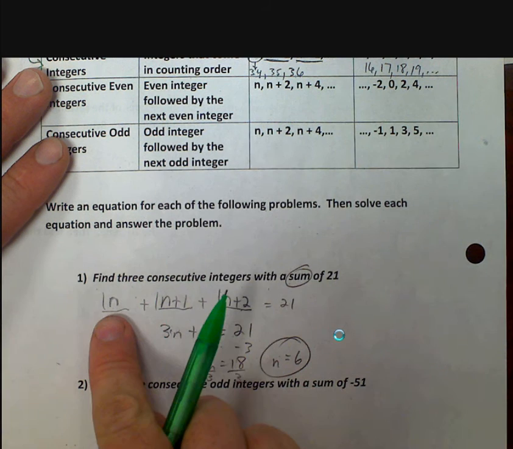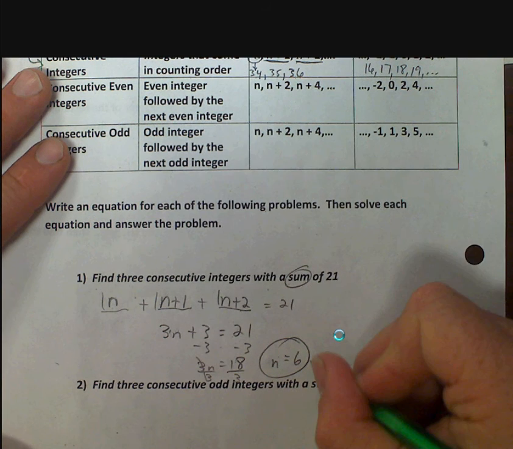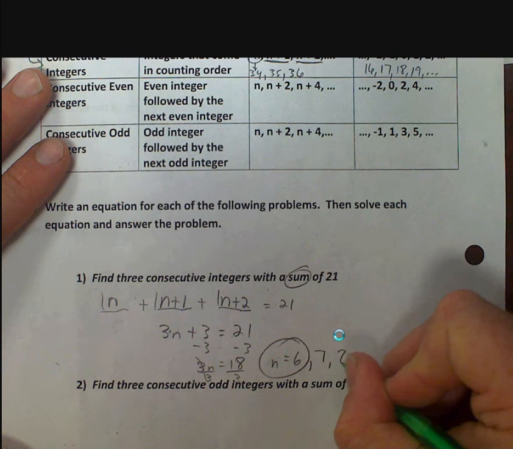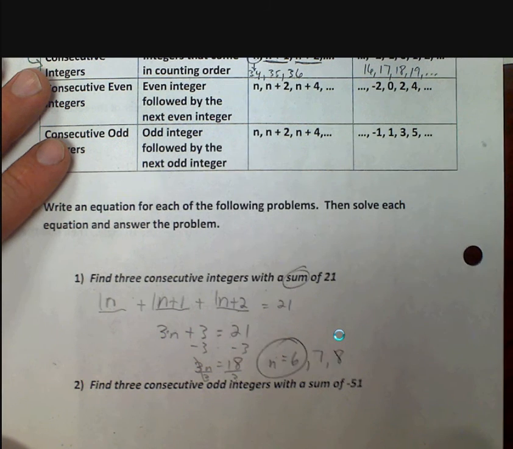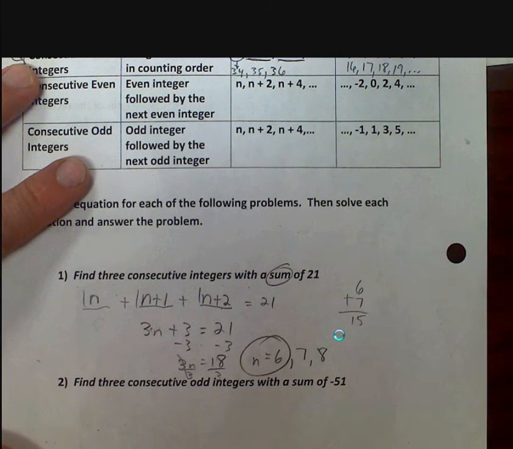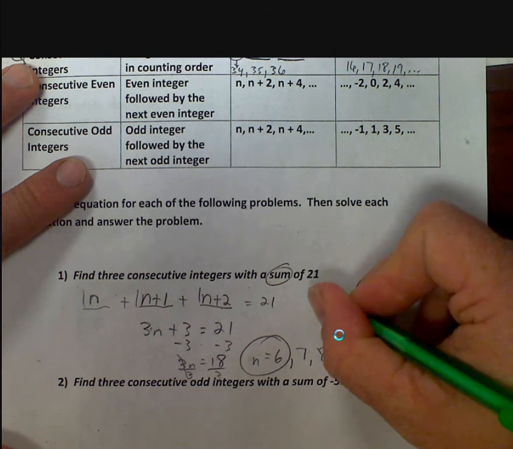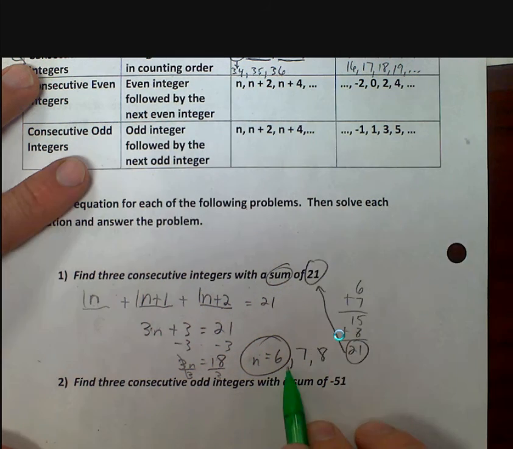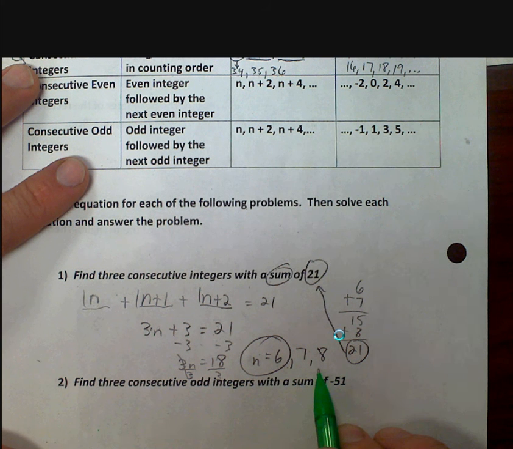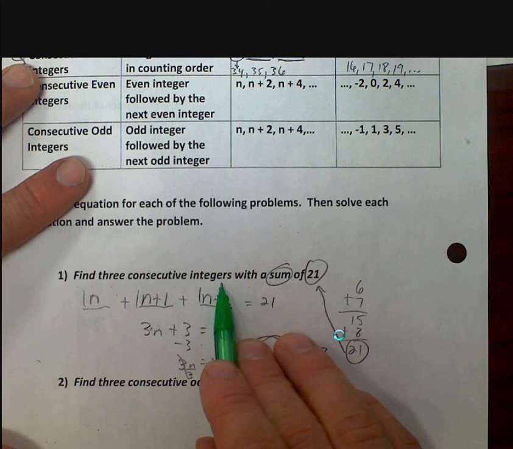Now I do know my first number. My first number is 6, which means my next number has to be 7. My next number has to be 8. Let's see if this works out. 6 plus 7 is 13, 13 plus 8 is 21. They match. My answer is 6, 7, and 8. That's to find 3 consecutive integers.